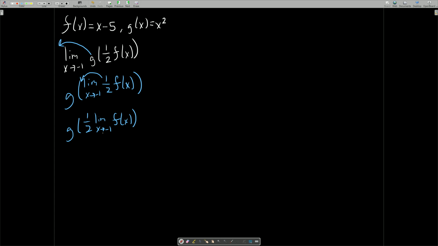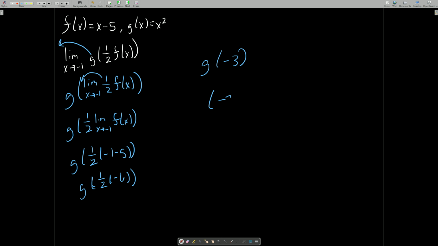The limit of f of x as x approaches negative 1, so you substitute in the function for that. x minus 5, so it'll be negative 1 minus 5. Negative 1 minus 5 is negative 6. Half of that is negative 3. So now you have g of negative 3, and since g of x is x squared, that would be negative 3 squared, because you plug in the negative 3 for x. Negative 3 squared is 9. And that's the answer to this limit.